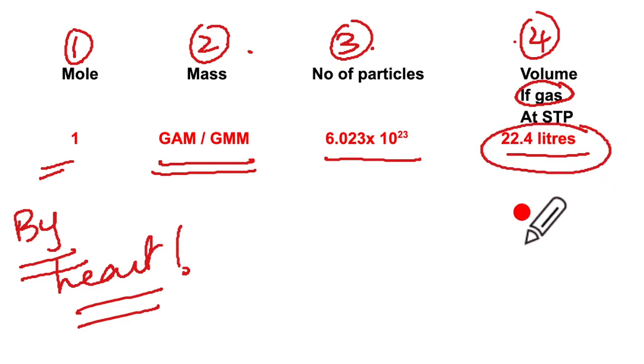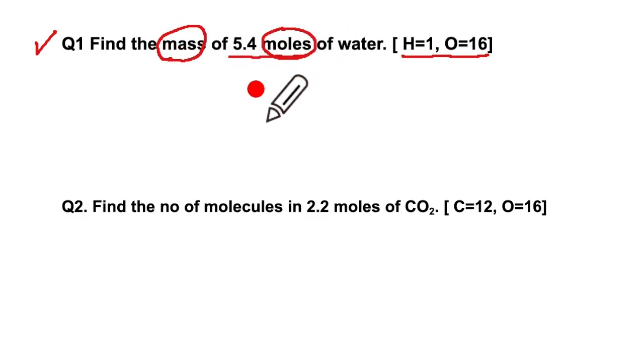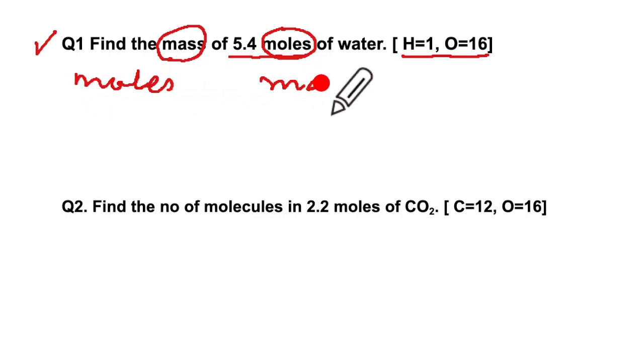22.4 liters. Now that you have understood and known this by heart, let us move to some quick questions to understand the concept. Question number 1. Find the mass of 5.4 moles of water, and we are given these atomic masses. What are the 2 quantities? Understand the 2 quantities. What is to be found out? Mass. So I will write what is given, that is moles, and what is to be found out, that is mass.